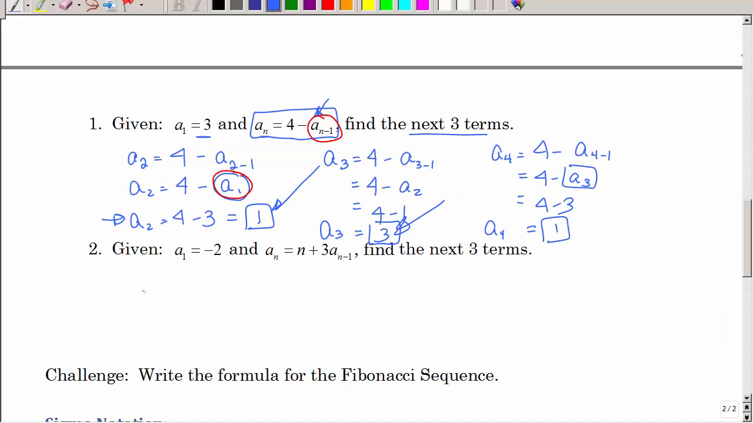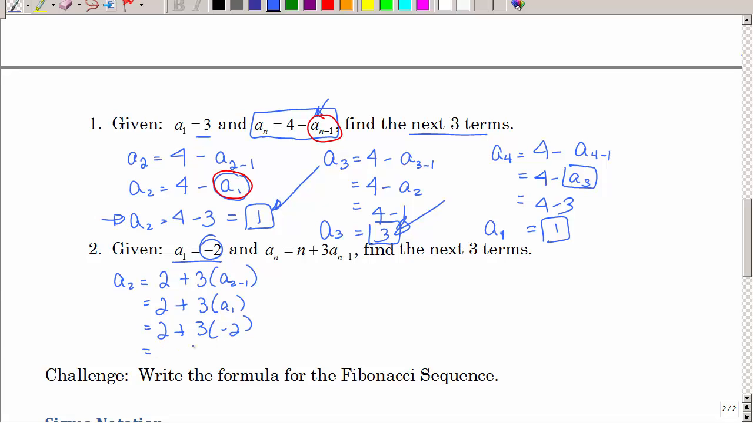Let's do this one. So the first term is negative 2, and I have that formula. So the second term is n, which in this case is 2, plus 3 times A2 minus 1. That means the first term. Well, what was the first term?